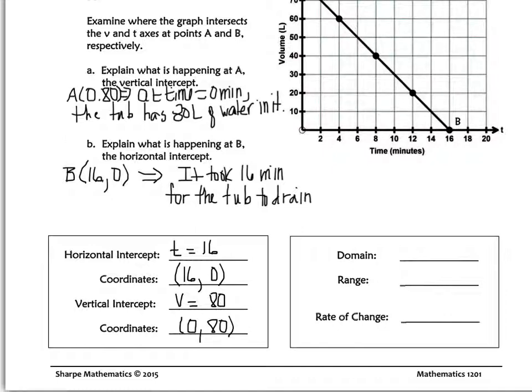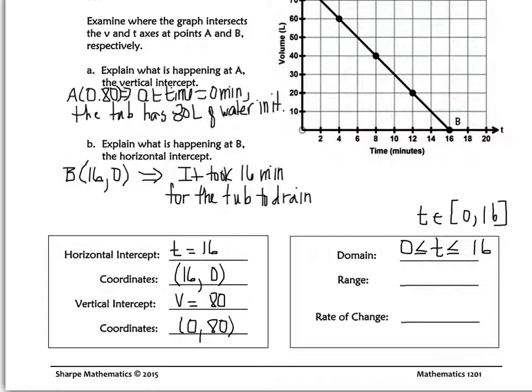The domain for this relation is describing the times that can be used. In this particular graph, 0 is the lowest time used, up to 16 minutes, when the tub finished draining. So it would be everything in between 0 and 16. That's just using an inequality. There are several ways you can write that, though. You could use set notation, or you could use interval notation. If you used interval notation, just to practice that, you could say that t belongs to [0, 16].